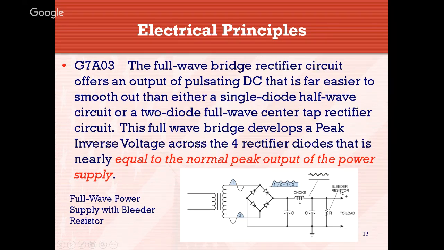The bleeder resistor, what that does, when you power off, while the power is on, these capacitors are always going to hold a little bit of a charge. And when you power off, this bleeder resistor, especially if you're going to put your fingers in there, you don't want to get a shock from any residual voltage that these capacitors are storing. The bleeder resistor will bleed off that excess voltage very slowly until there is no potential or charge on these capacitors whatsoever.